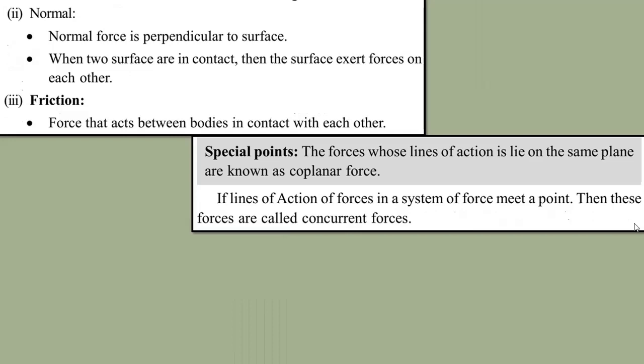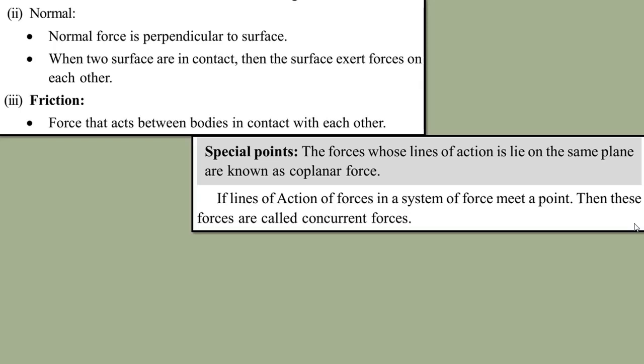Then normal force is perpendicular to the surface. When two surfaces are in contact, then the surfaces exert force on each other. Friction means force that acts between bodies in contact with each other. If two bodies are in contact with each other, the force acting between them is friction.